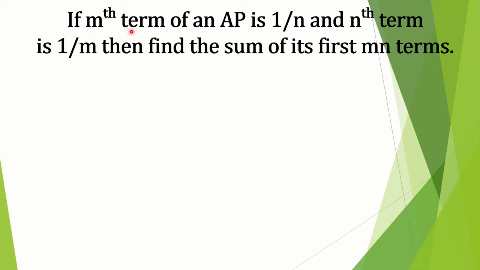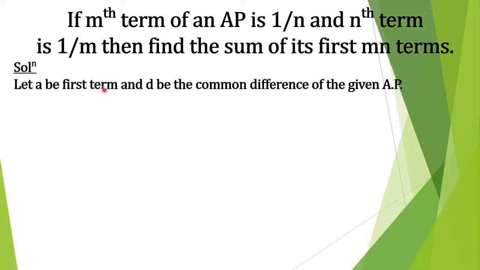If the mth term of an AP is 1 over n and the nth term is 1 over m, then find the sum of its first mn terms. mn means m into n. Solution: let a be the first term and d be the common difference of the given AP.